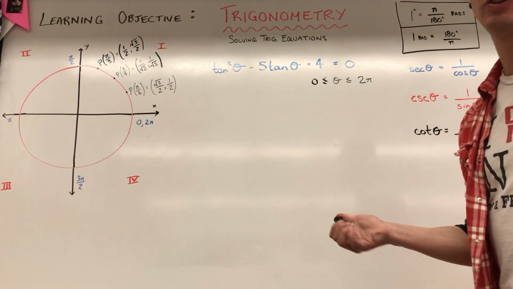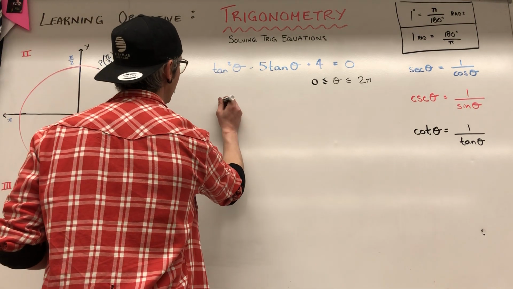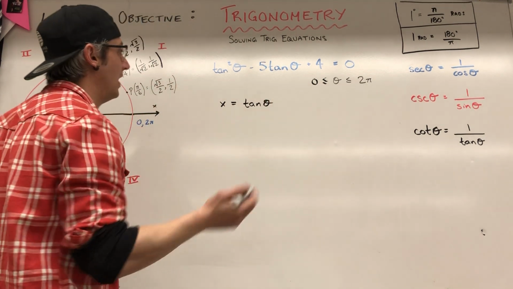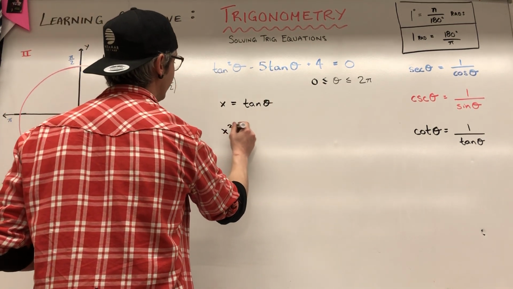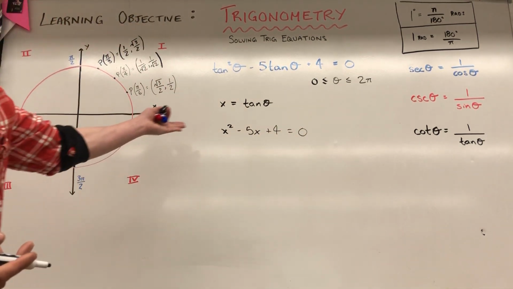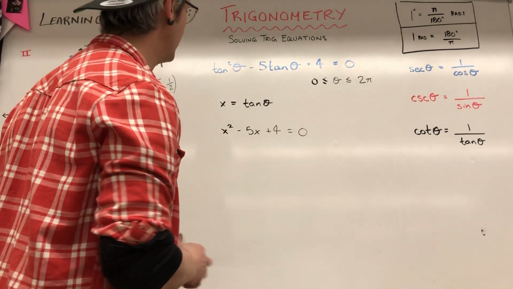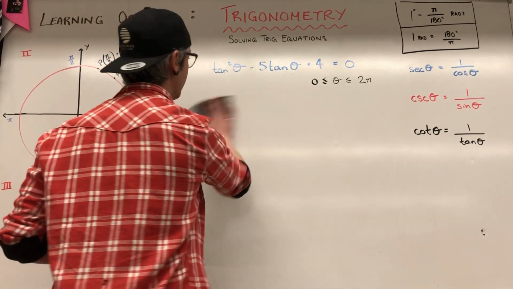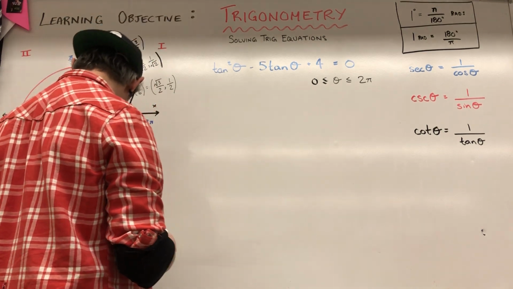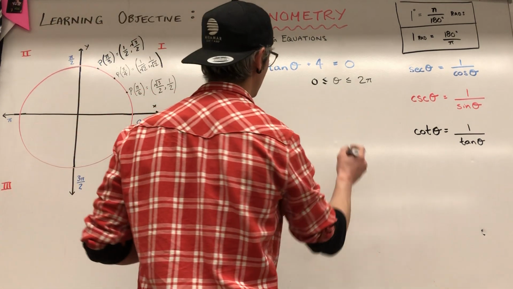So in order to solve this, I just gotta treat it like a trinomial. These are actually not so bad if we understand factoring trinomials, because I can basically say x is going to be equal to tan theta. And then I could rewrite this as x squared minus 5x plus 4 is equal to 0, and I'm just going to factor it the exact same way. So just think of tan theta, or your ratio theta, as your variable. In this case, I have no term in front of my squared term, so I can go straight to the product-sum method.